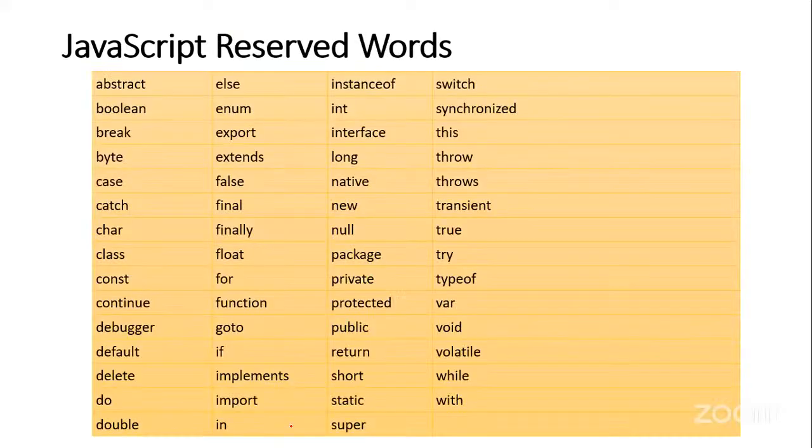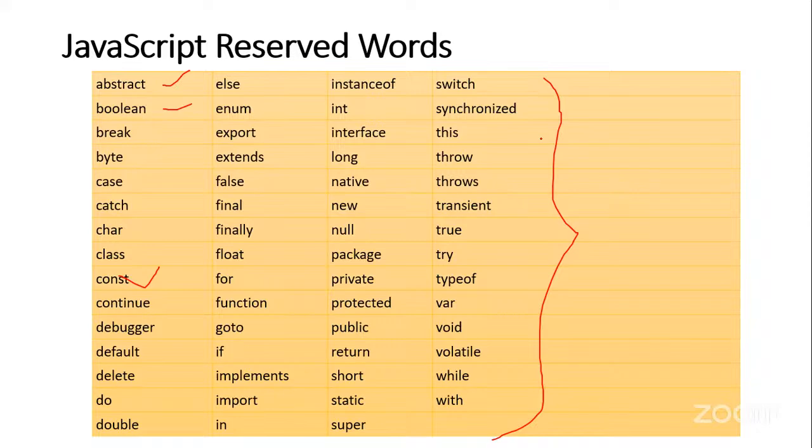This is the list of the keywords provided by JavaScript. See once: abstract, boolean, break, byte, case, catch, char, const, continue, debugger, and so on. At a single time, it is not possible to learn about all the keywords. Some keywords are implemented in some concepts. For example, class and abstract, these keywords are implemented in object-oriented programming concepts.